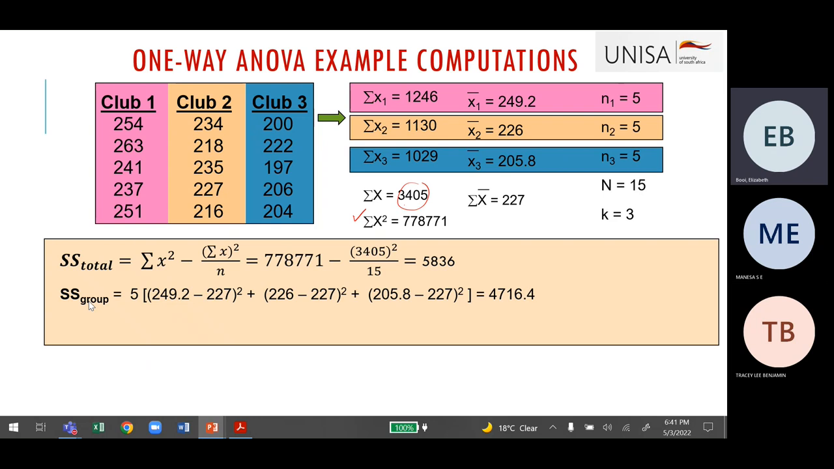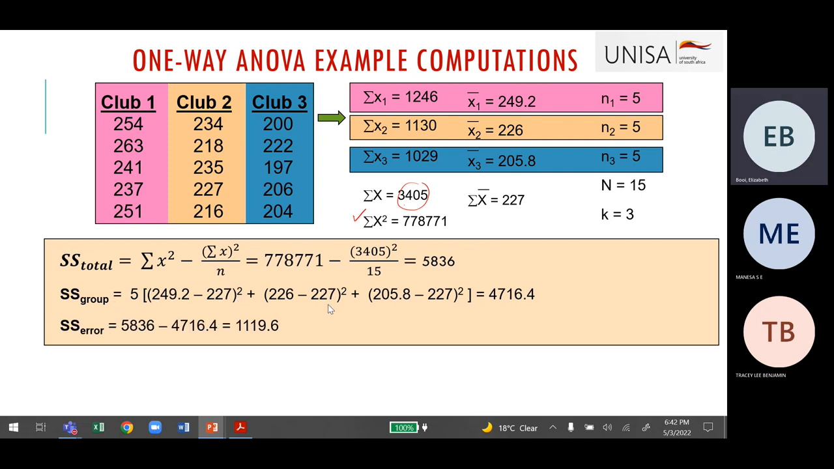The sum square group, which is N, small n, so we need to change that one also. This should be a capital letter N there because it needs to include all three groups. With the sum of groups, we use 5 times the mean of population 1, or club 1, minus the population mean of 227, squared, plus the mean of club 2 minus the population mean of 227, squared, plus the rest of them, and you calculate and multiply by 5. The answer we get is 4,716.40. And that is our SS group.